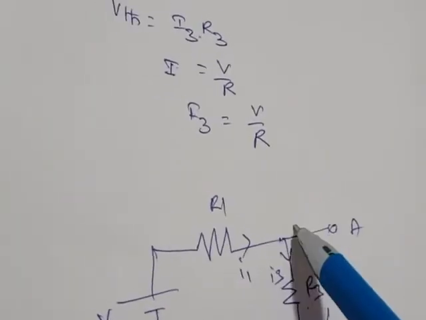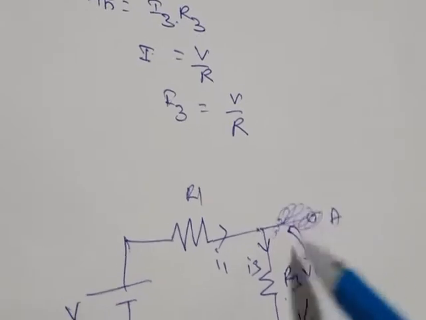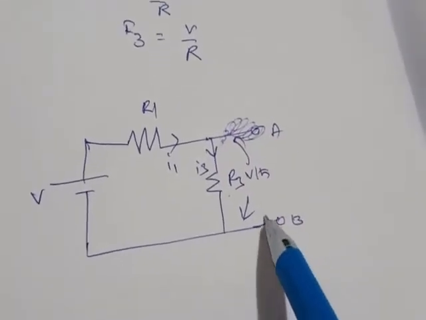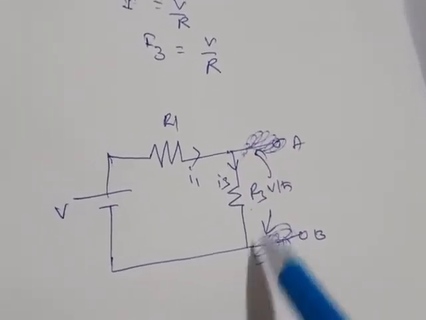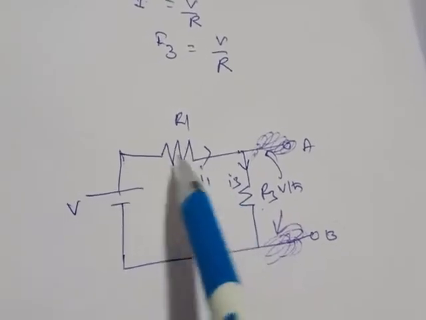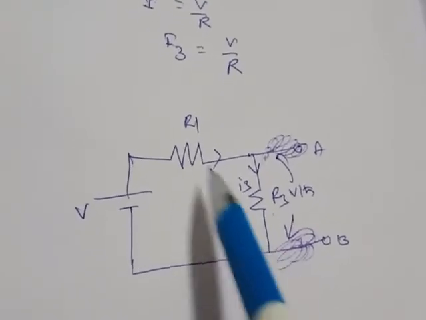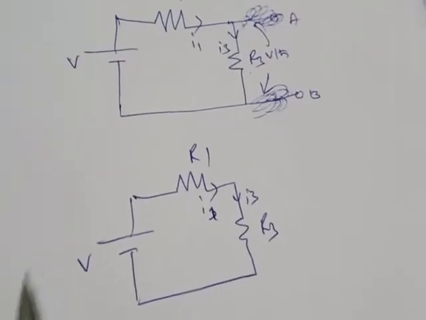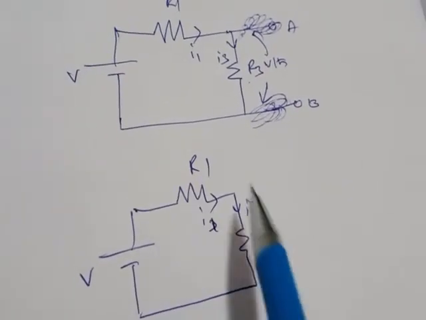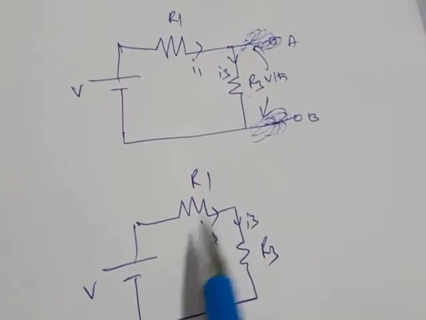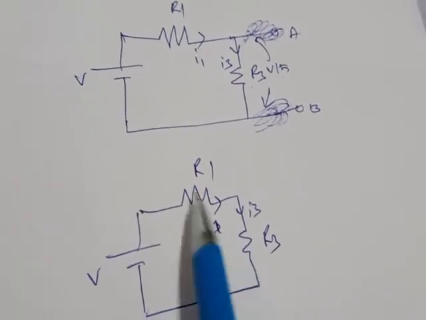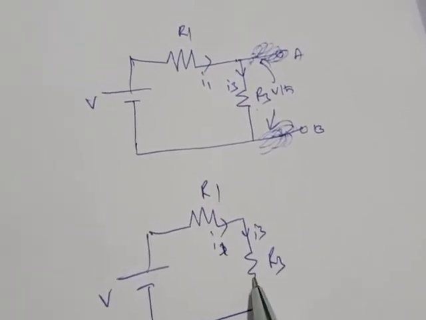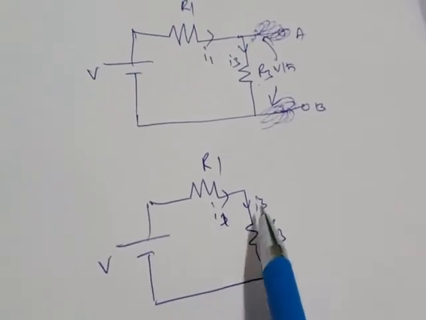Since there is no current flowing in that path, the circuit can be replaced simply like this. We will only have R1 and R3. How are these two resistors connected? Both resistors are in series. You can observe, the circuit is the voltage source, resistor R1, R3, with current I1 flowing in this and I3 flowing in this. Both are connected in series. So I1 is nothing but equal to I3.